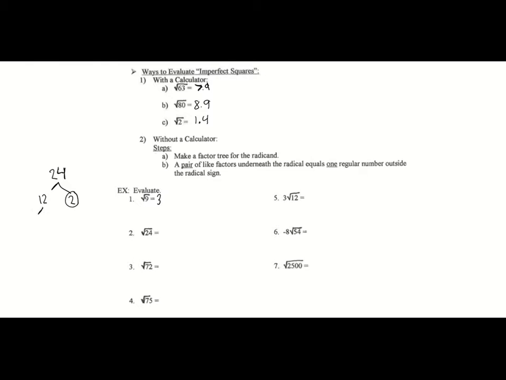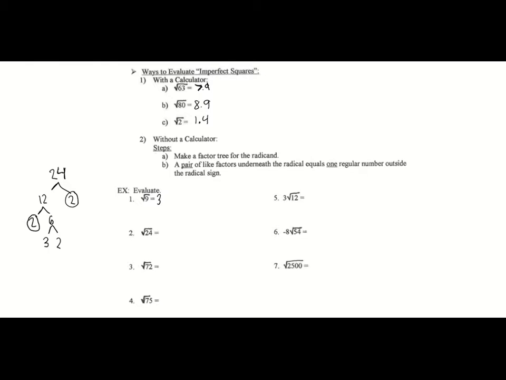But we can break this 12 down again into a 2 and a 6. So again, we reach our limit here, 2 as small as we can go, but we can keep breaking the 6 down. We have 6 is equal to 3 times 2.